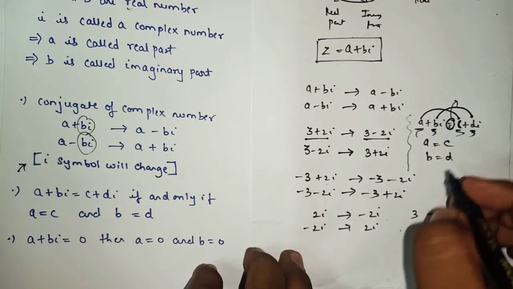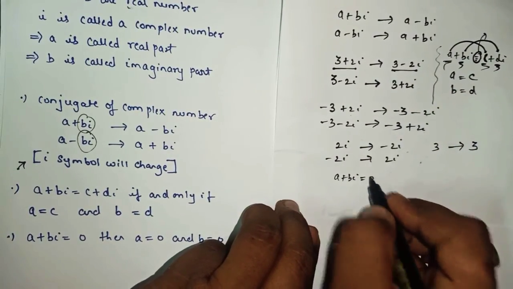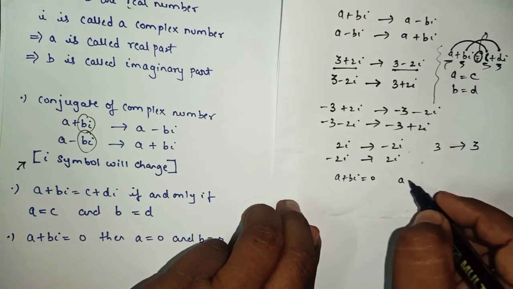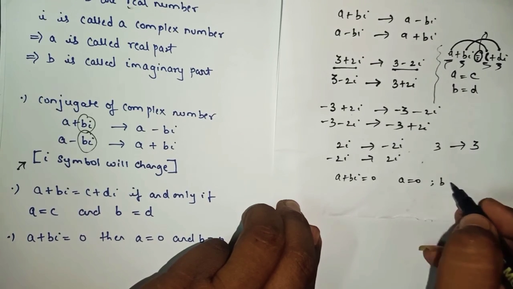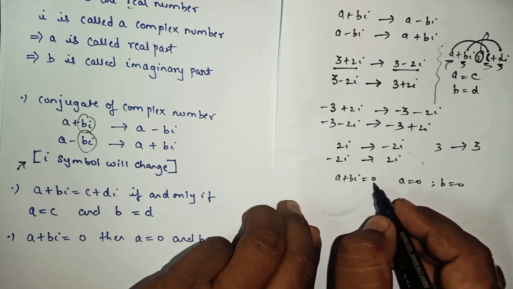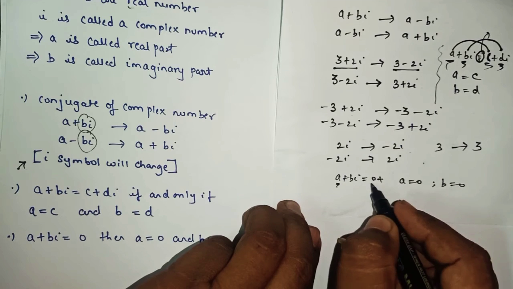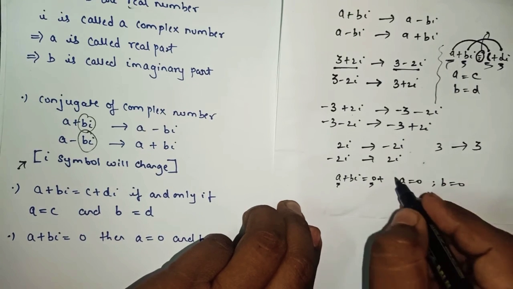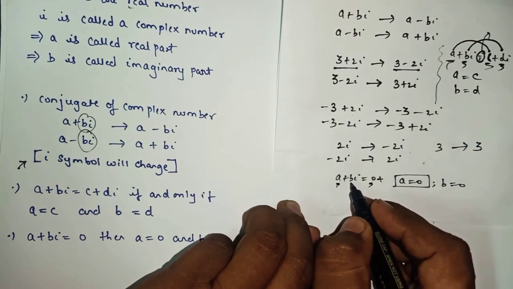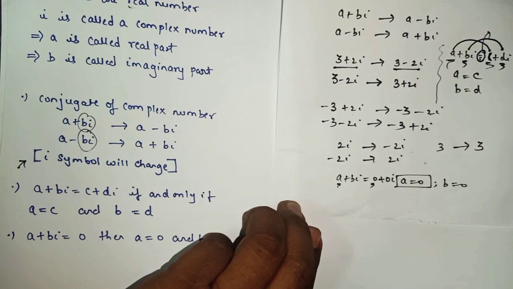Okay, suppose a plus bi equal to 0 is there. So there you will write a equals to 0 and b equals to 0. Why? Here the right hand side only 0 is there. So that means the 0 is without i, so that we can write as a equal to 0. So what about b? Can I write here it has 0i?